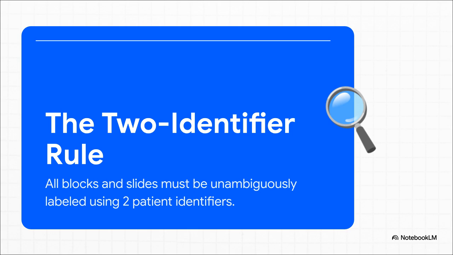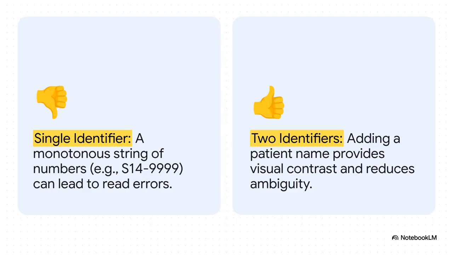Every single block and every single slide has to have at least 2 separate pieces of information that link it directly and without any ambiguity back to that patient. So why 2? What's the magic in that? Well, just take a look at this.